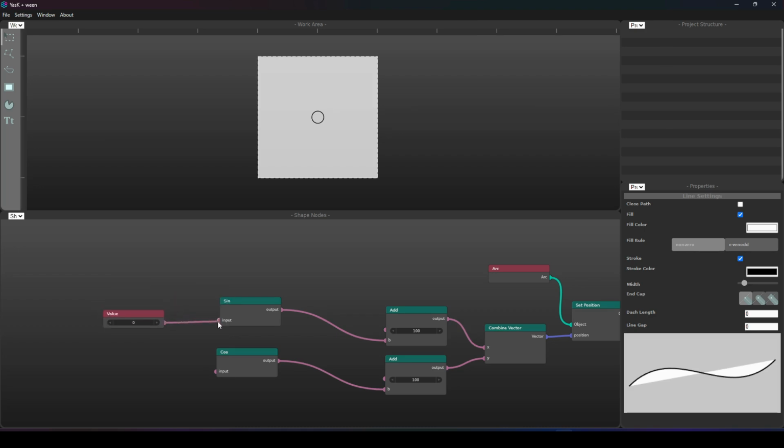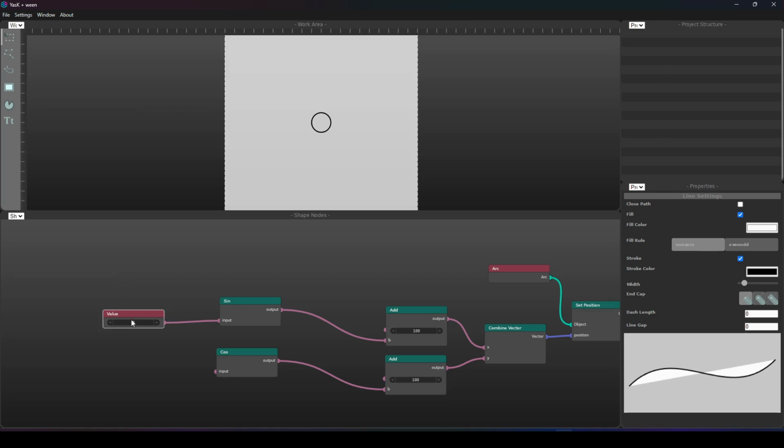If we plug it into the x-axis, the sine function gives us a little bit of a wiggle on the x-axis, and if we plug it into the cosine function, it's going to give us a little bit of a wiggle on the y-axis. And if we plug it into both axes, oh, there we go, that's where we get our circular motion from.